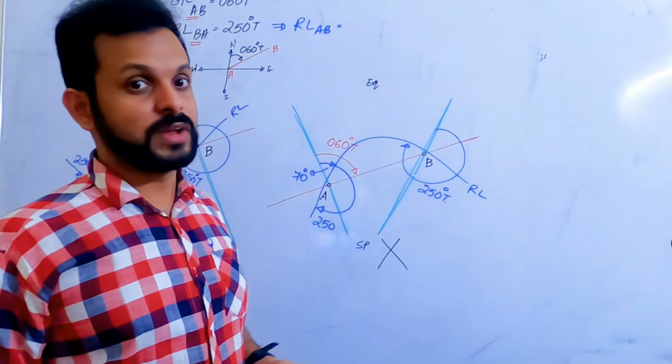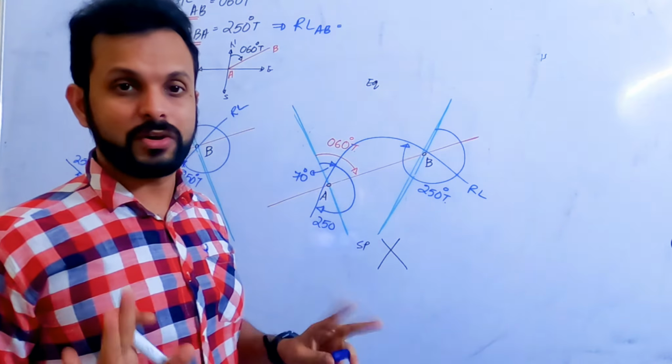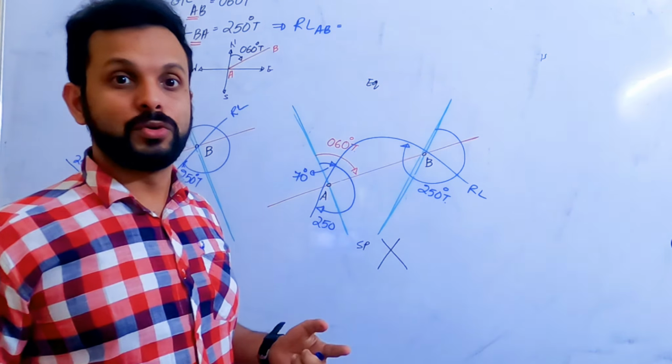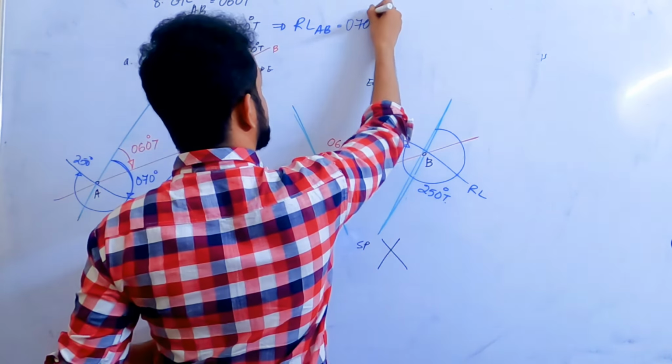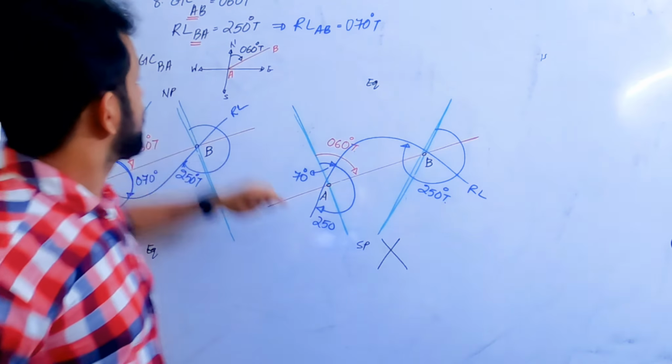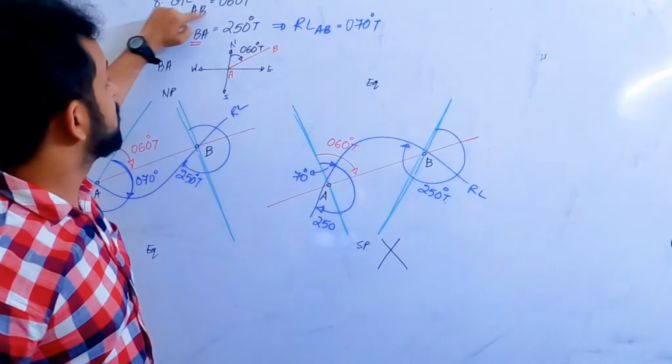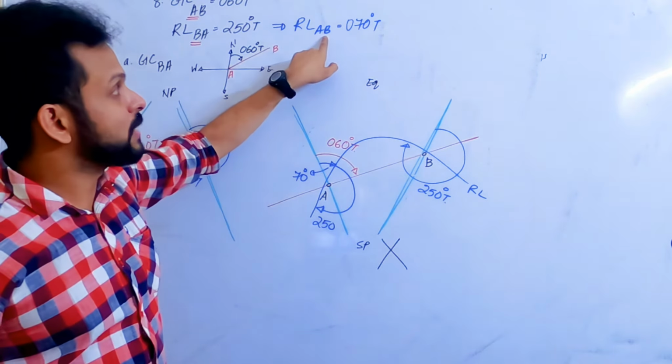That is not the case with great circles. Great circles you have to apply convergency, all those things are there. Rhumb line is very easy to do that. Just 250 minus 180, you'll automatically get this as 70 degrees. Now you see, great circle track from A to B is 60, rhumb line track from A to B is 70.